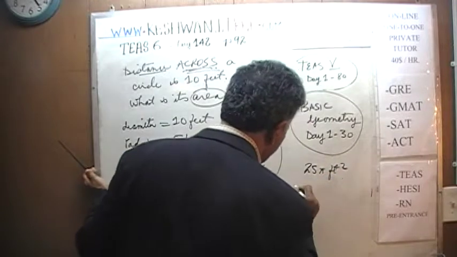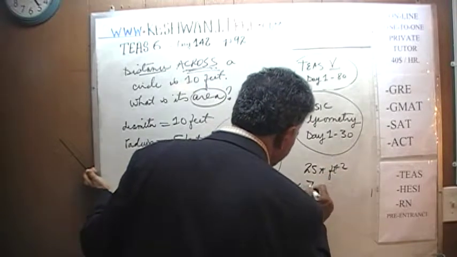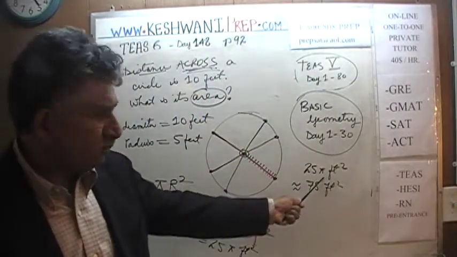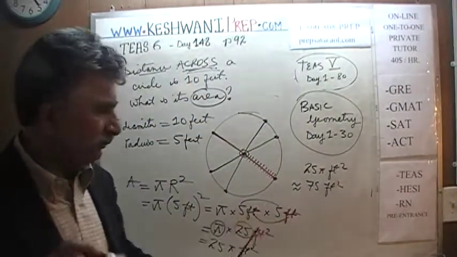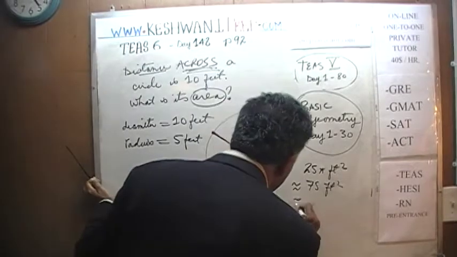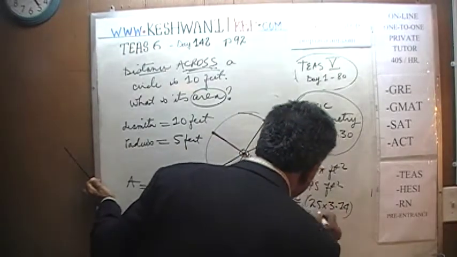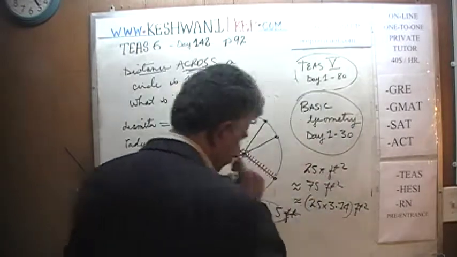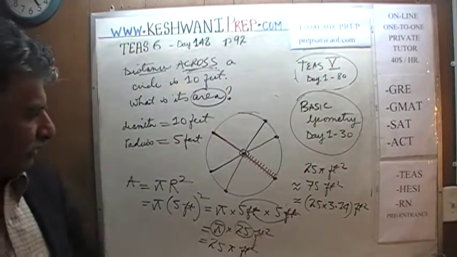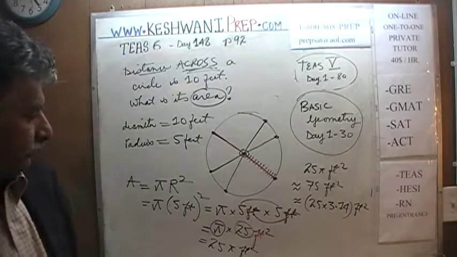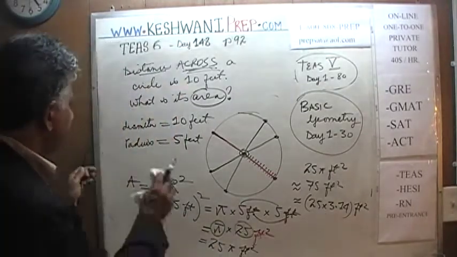25 pi square feet. You can leave it like this, or you can say it's approximately 75 square feet. Why 75? Because we are approximating pi as 3. We are saying the value of pi is about 3. Or if you want to be a little bit more precise, you can say it's 25 times 3.14 square feet. That's it. That's your answer. 25 times 3.14, whatever that happens to be. And if you want to find out what that is, we can do it here.